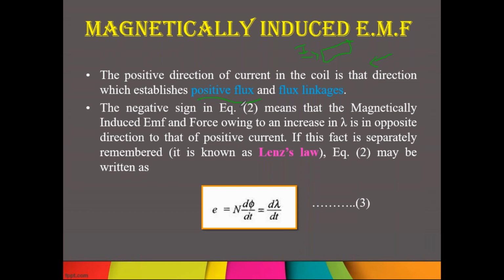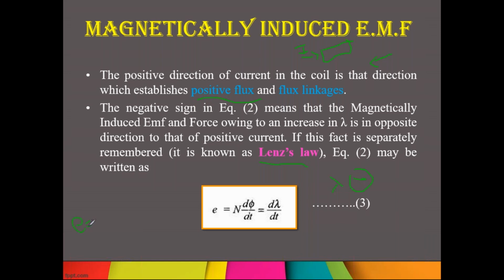Now, the negative sign in equation 2 means that the magnetically induced EMF and force owing to an increase in lambda are in the direction opposite to the positive current. So based on the increasing lambda, the magnetically induced EMF and force will occur. That is why the opposite direction is denoted by the negative sign. So the negative sign is only an indication that the magnetic flux linkage is opposite to the positive current. And this statement is given by Lenz's law.